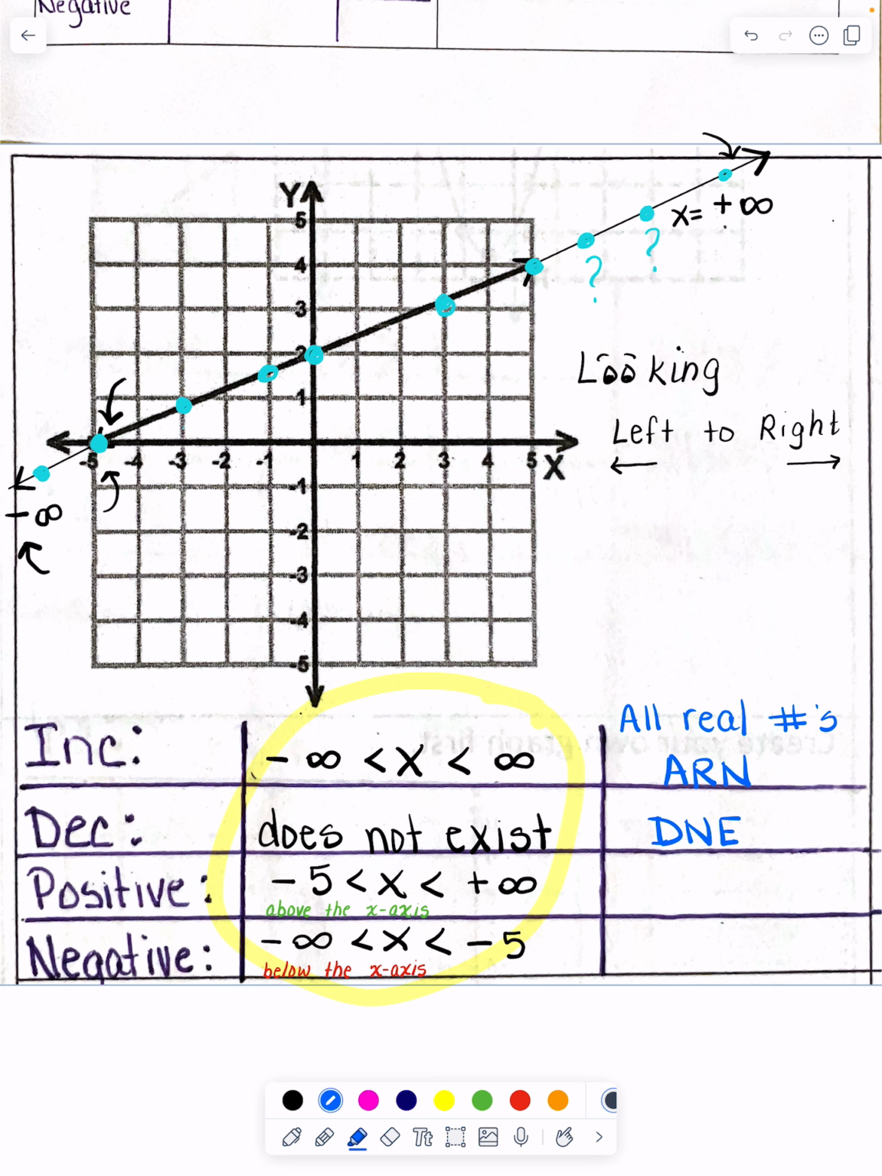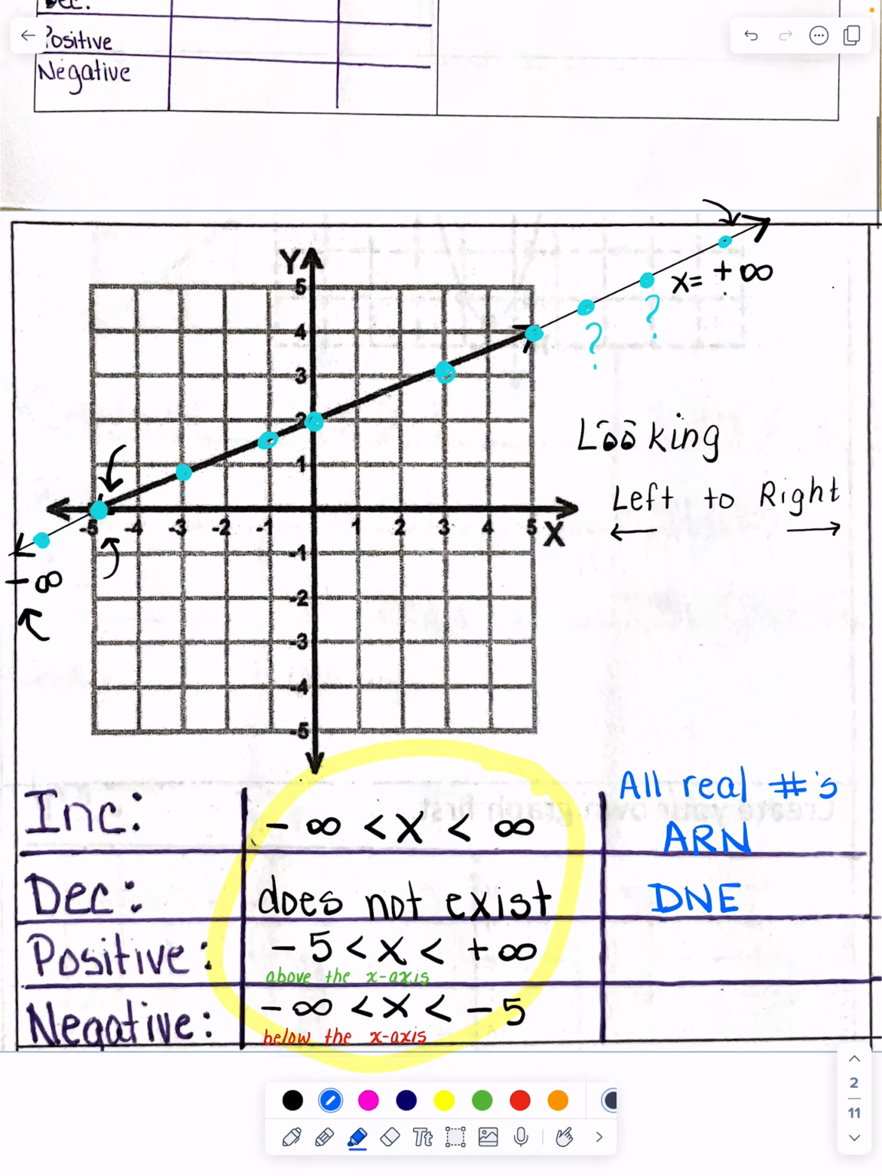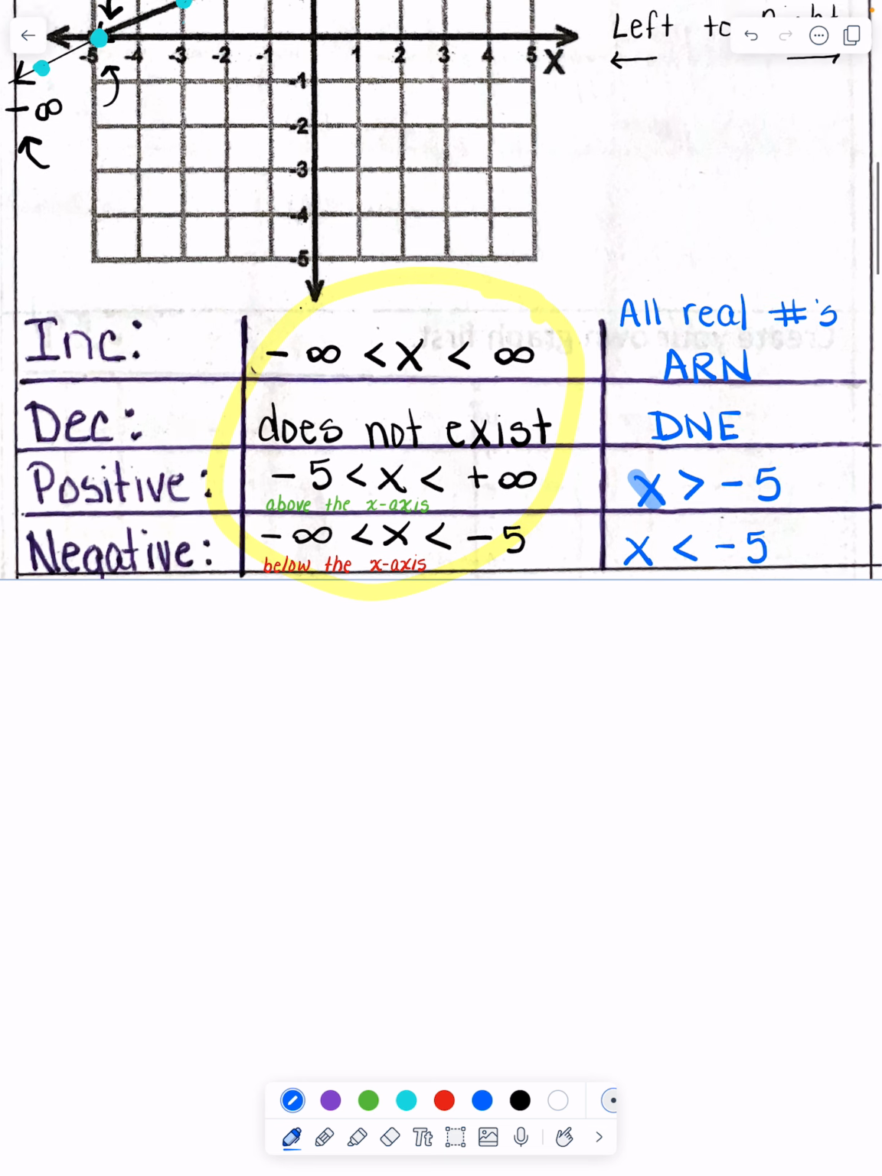Same thing here, but it is still called, and I have it up here, set builder notation, not interval notation. Sorry if I said that anywhere along the way. Set builder notation, but it is written: it was positive when x was greater than -5, and it was negative when x was less than -5. All right, let's go on to do positive and negative of the second graph.